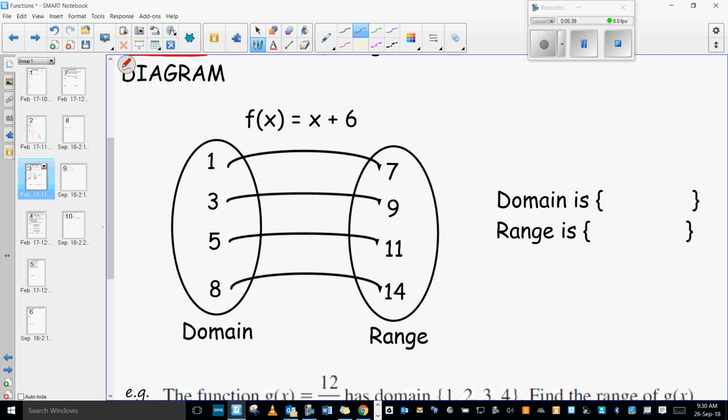We would have our function displayed somewhere, generally at the top. We would list our numbers in our domain here. So on the right hand side it's asking what is our domain. So what's our domain? It's really not a trick question. 1, 3, 5 and 8. So we would write them here in curly brackets. Now curly brackets, we can talk about sets later, but this is all related to sets. And our range would be 7, 9, 11 and 14. Well, how did I get the numbers 7, 9, 11, 14?